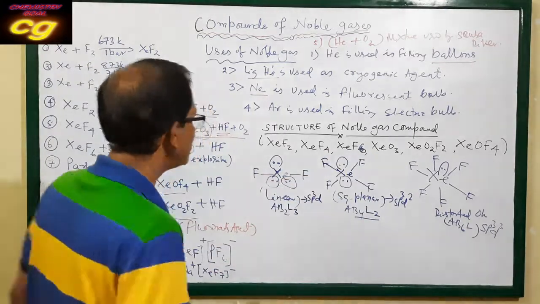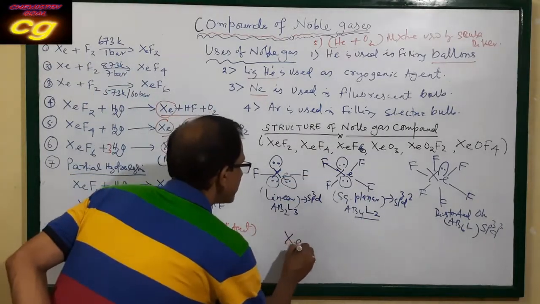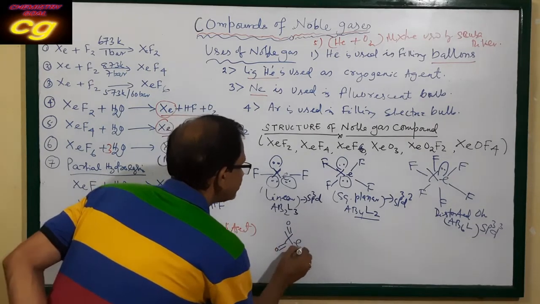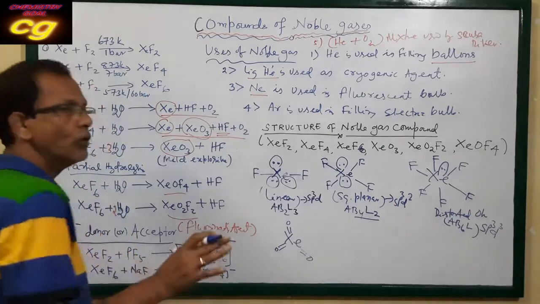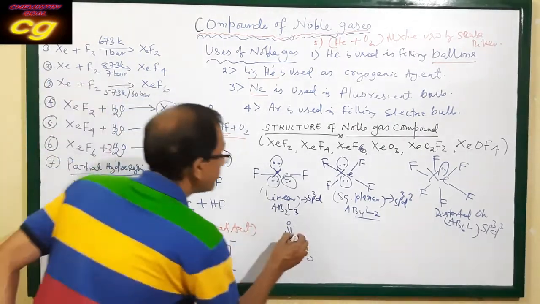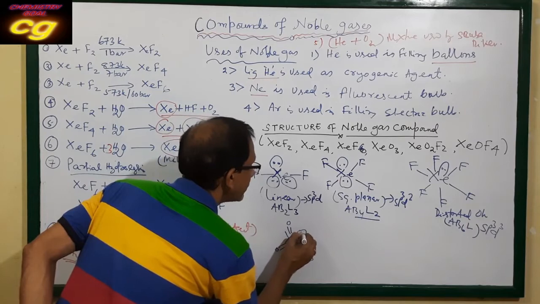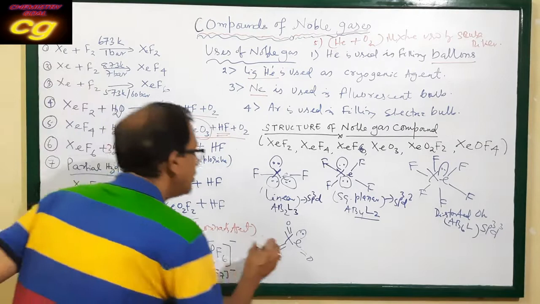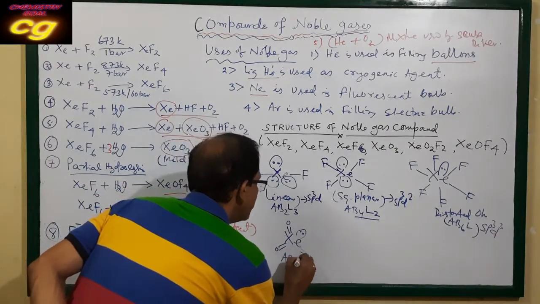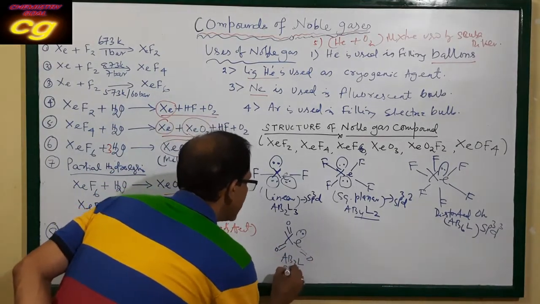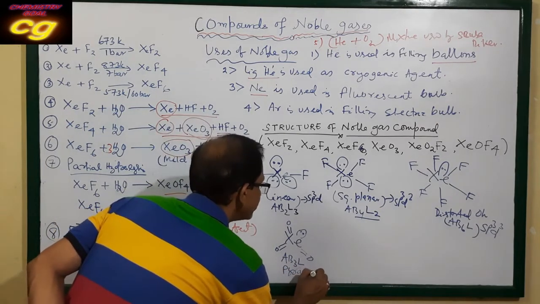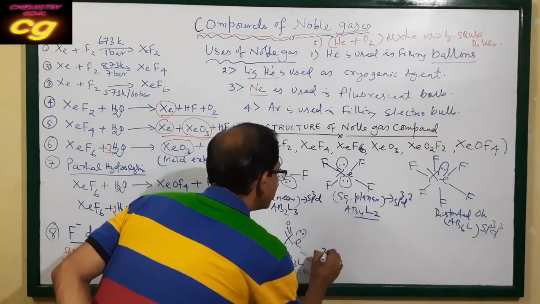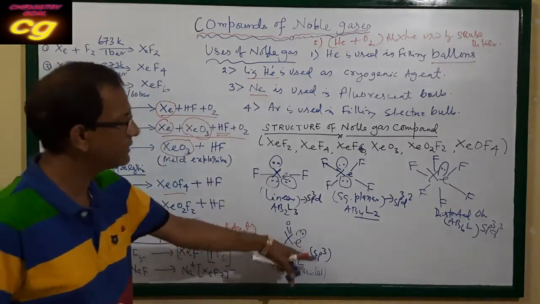Remaining is xenon trioxide, whose structure is very easy. You can draw 3 oxygen like this. One lone pair will remain, because xenon has 8 electrons, so 6 electrons are shared by 3 oxygen. So it is AB3L. Then the shape is pyramidal, and it is sp3 hybridization, because AB3L is sp3.